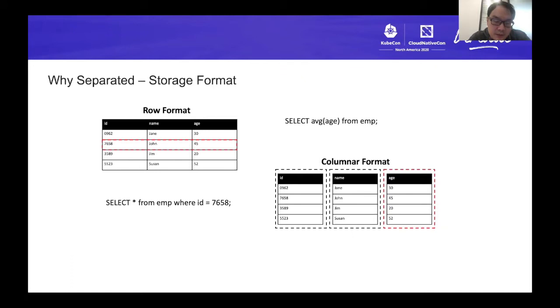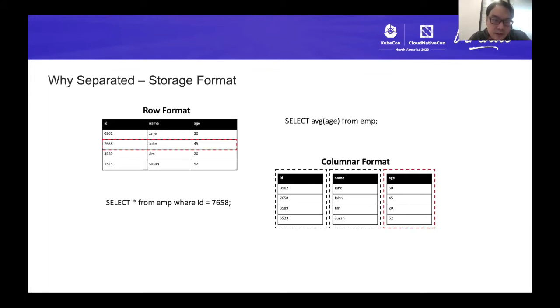So why are the systems separated? Why can't we combine two systems into one? Then we can eliminate the data moving and directly read the data from the very beginning. So that's because different databases are built for different goals and use different designs, especially the storage formats.